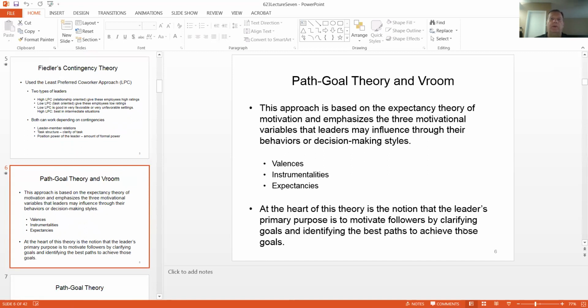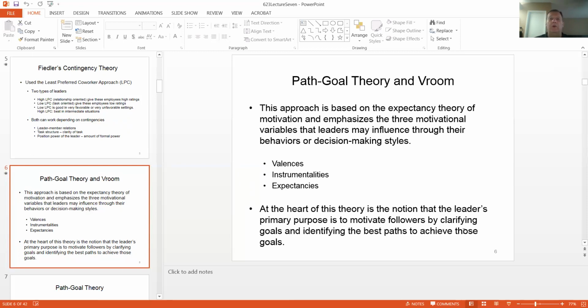Another approach to leadership is what's called path-goal theory. And path-goal theory flows directly from Vroom and the expectancy theory that we talked about last week that you're very familiar with, predicated upon the three concepts of valences, instrumentalities, and expectancies, as we've already discussed. Valences, the amount of value that an employee places upon an outcome. Instrumentality, the likelihood that outcome is actually going to occur, that the leader is actually going to deliver what that leader has promised. And expectancies, the likelihood that if employees put forth the effort, this is what is going to occur.